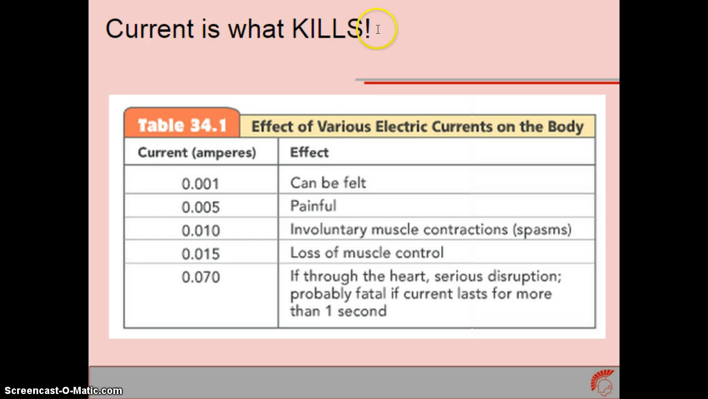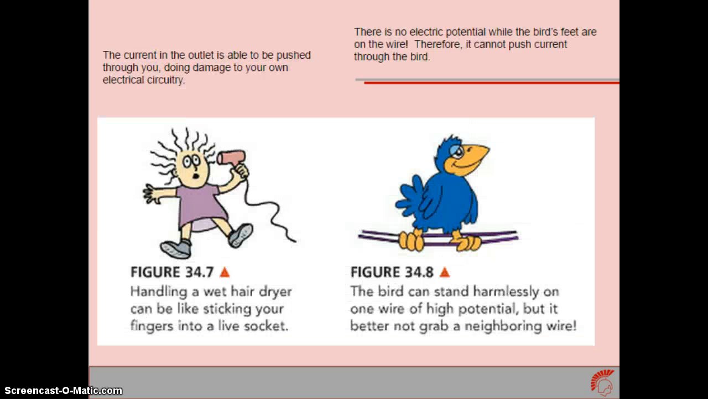So when I look at this and apply this, I want to make sure we get that current is what does damage. Current kills. Current does damage. You can feel something at 1,000th of an ampere, pain would be roughly 0.005 or 5,000ths of an ampere. And when we use the Van de Graaff, it's somewhere in between here, roughly about 0.003 or 3,000ths of an ampere. 0.01, involuntary muscle contractions, right? These are called spasms. You can have loss of muscle control, and if it's serious enough or long enough of time, you can do some serious damage to the entire body. But it's current that does damage, not voltage.